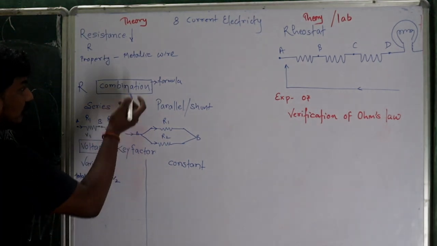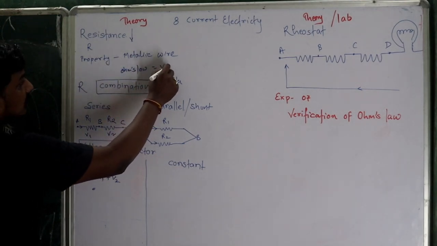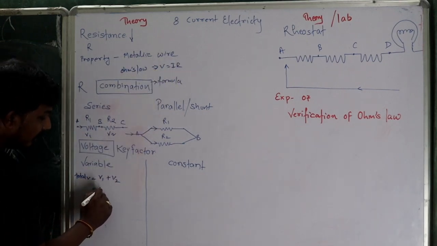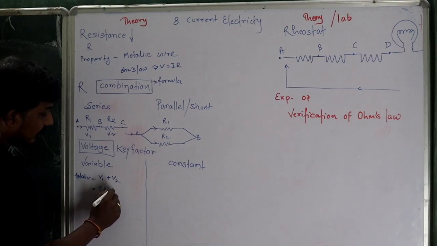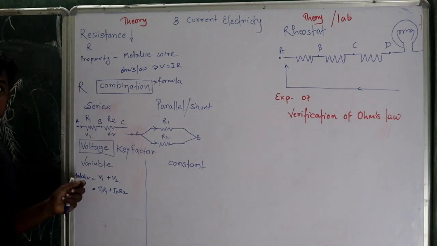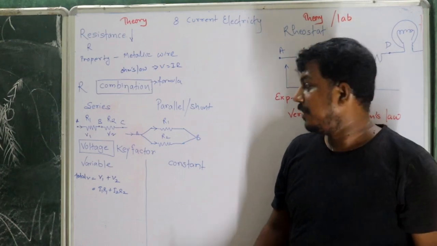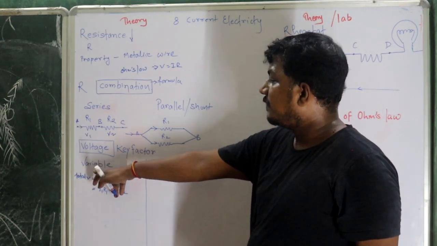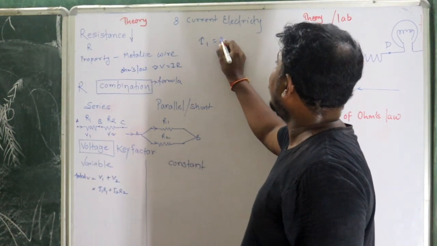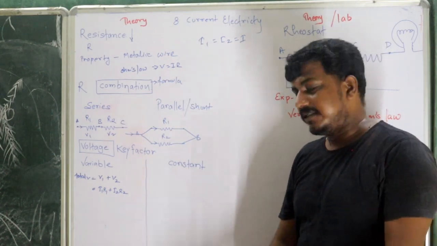Now from Ohm's law we know V is equal to IR. Got it? So can I change this? It will be I1 R1 plus I2 R2. Clear? But one more thing you have to remember: if voltage is variable, then current will be constant. Here voltage is variable, so current will be constant. Current constant means I1 will be equal to I2 will be equal to I. The values will be the same on each resistance.